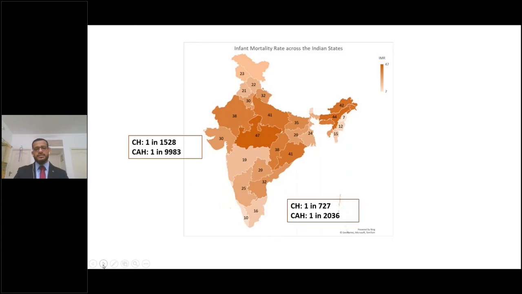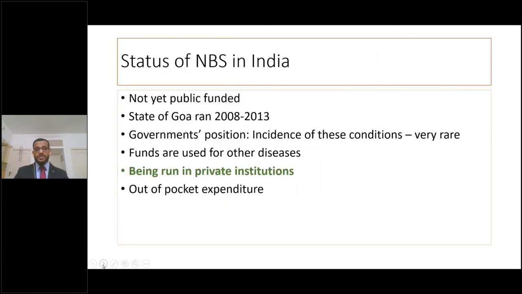But in the southern city of Chennai, they found that congenital hypothyroidism was as high as 1 in 727, and congenital adrenal hyperplasia was much more common. That is 5 times more common than what it was in Mumbai. It was 1 in 2036. So there is a wide variation in the incidence of these diseases, which can be potentially identified through effective newborn screening programs and can be treated.